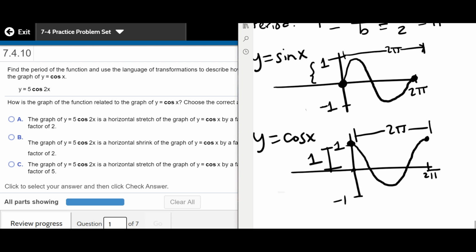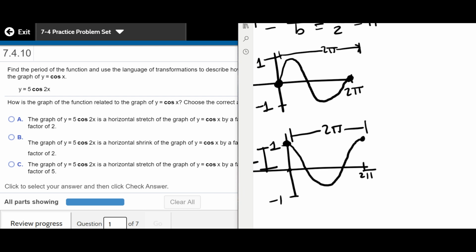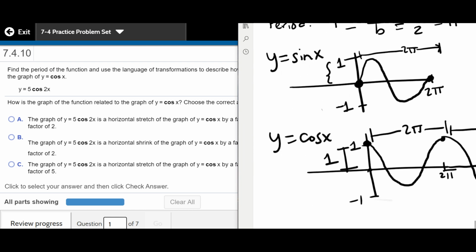Now if I extend this graph, I can extend it to do one more period so that it goes to 4 pi. In that case, I just repeat, and so on and so forth. That would be an example of 2 cycles of the graph. This is another set of 2 pi. That's how that looks.